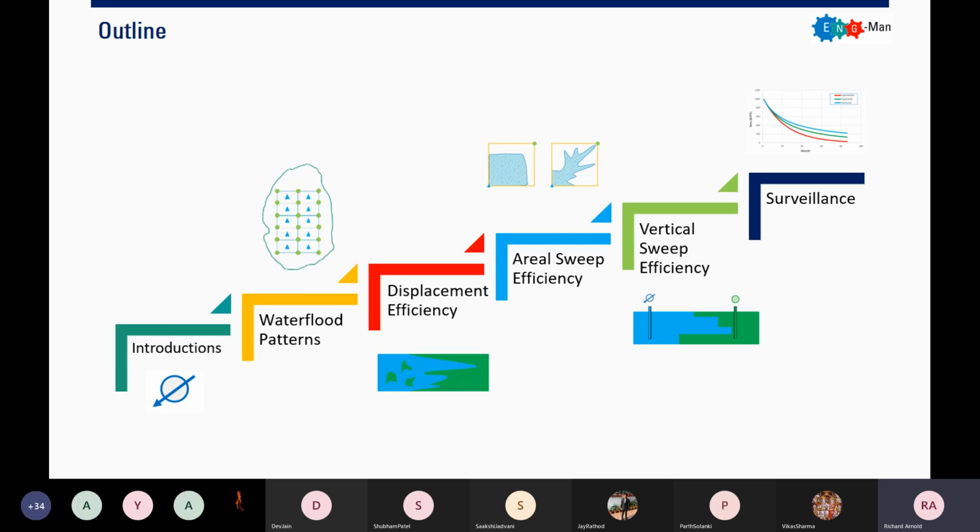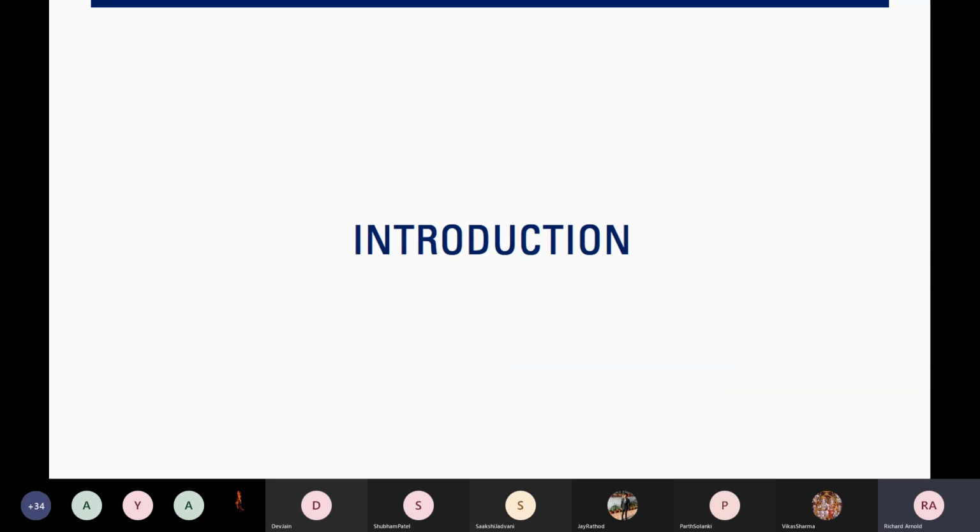First, I will introduce what water flood is, and then I'm going to share with you water flood pattern. We will learn about displacement efficiency, areal sweep efficiency, vertical sweep efficiency, and lastly, surveillance and diagnostic plots to analyze water flood performance. Let's start with introduction.